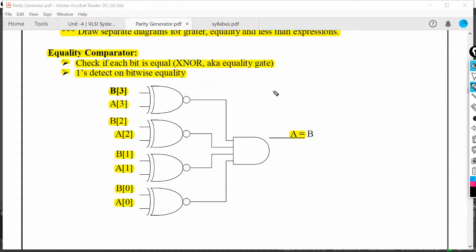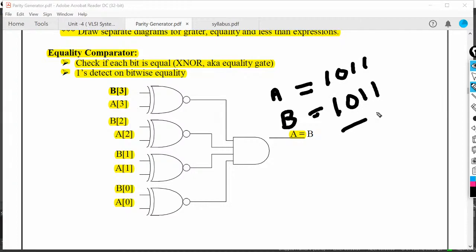It means that suppose I am considering two different numbers, one is a and another one is b. I am taking one number a equals 1011 and b equals 1011. So at that time these two numbers are equal.